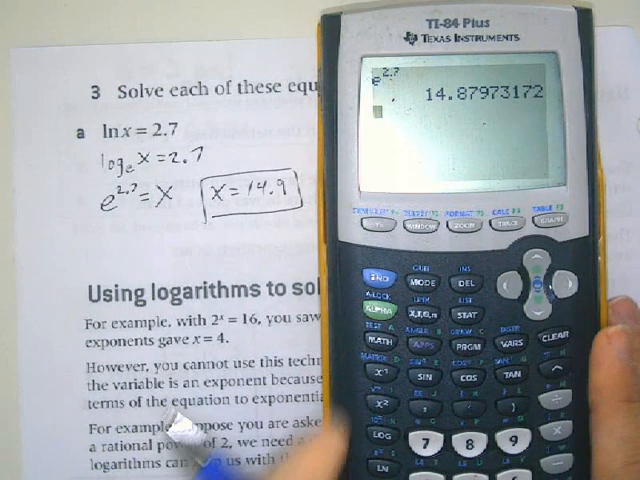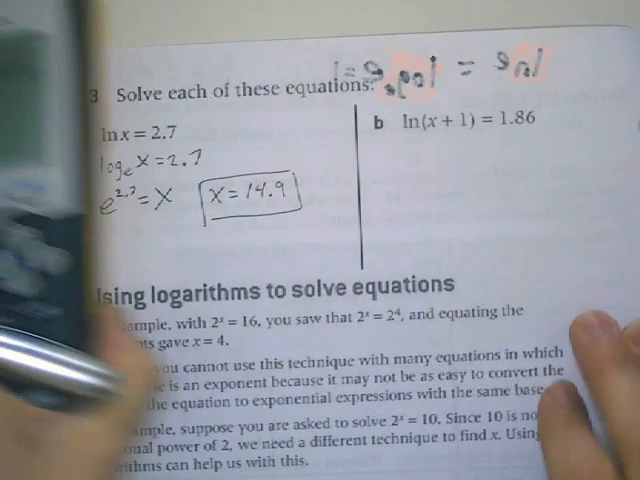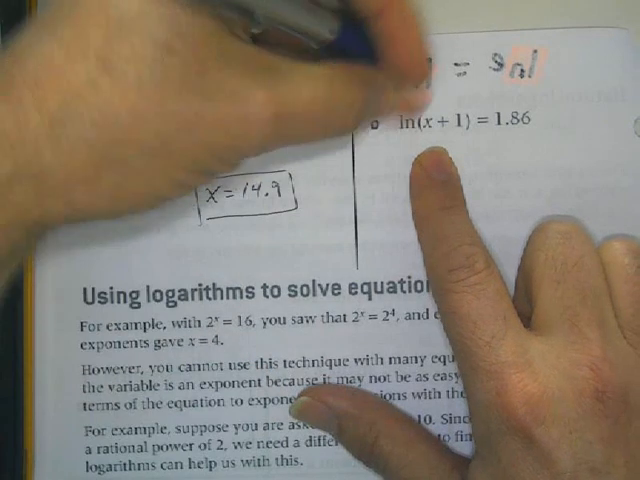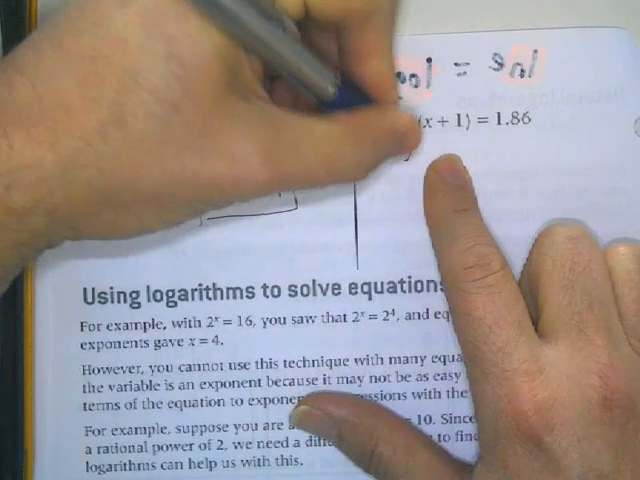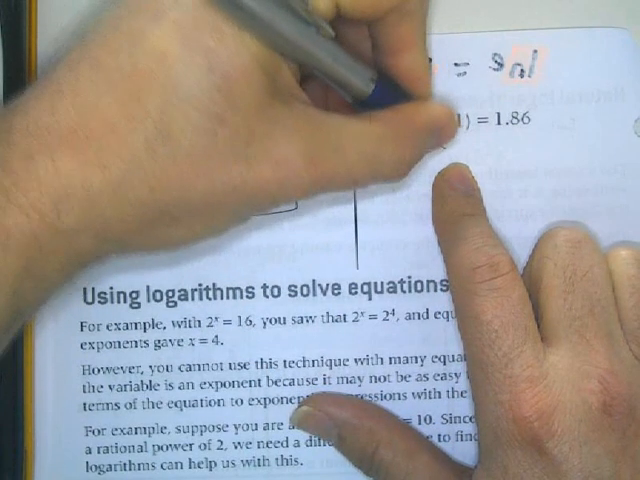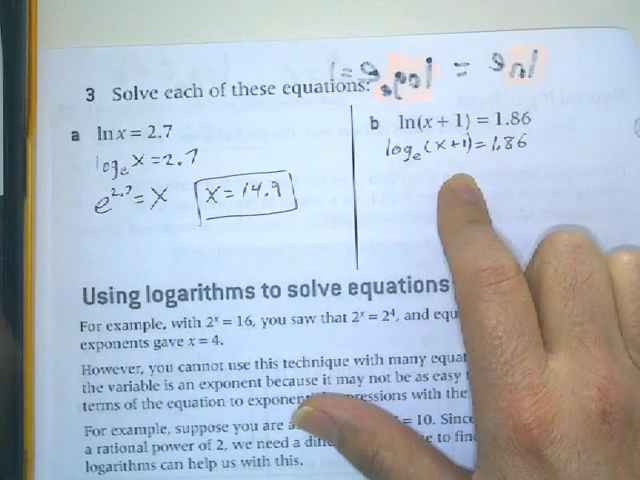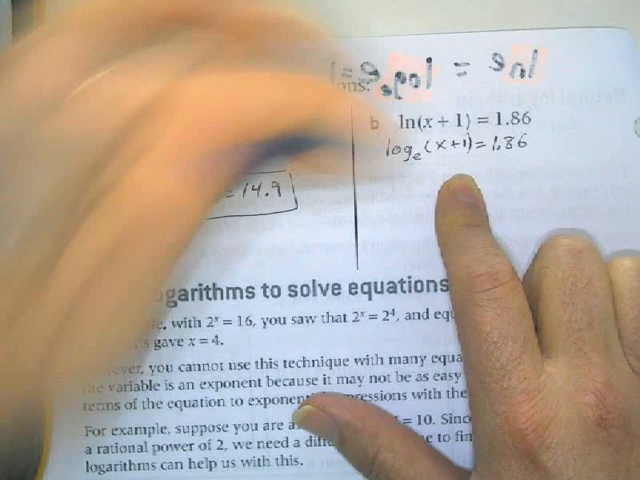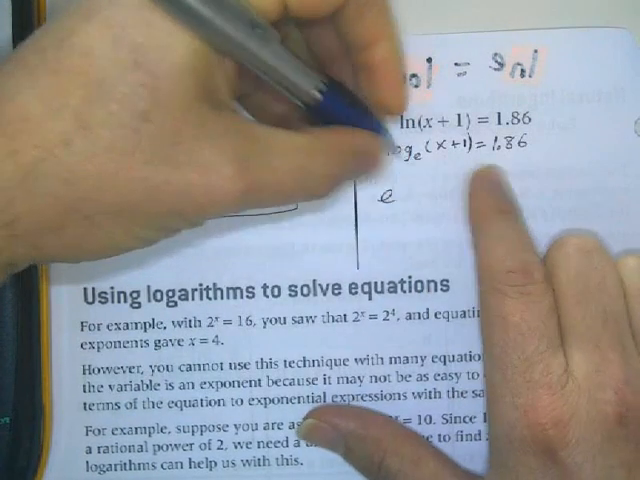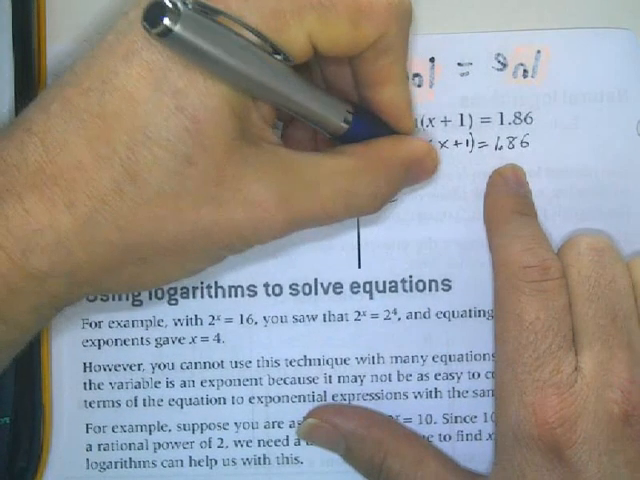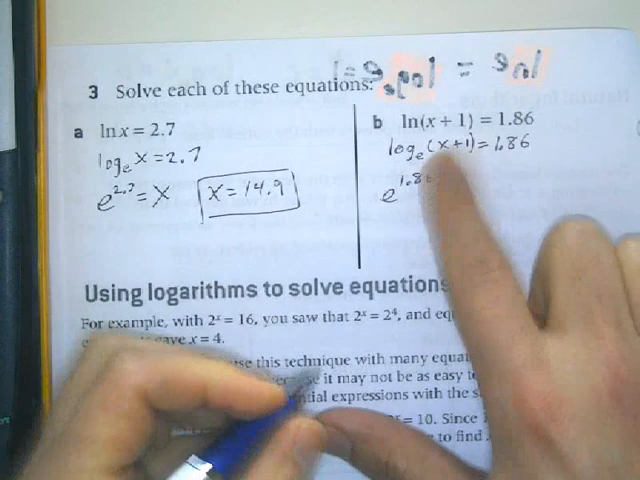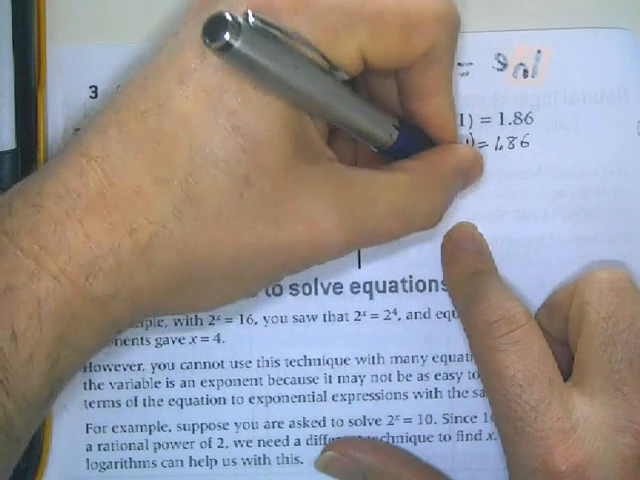Okay, let's try the next one on your own. Okay, once again, write this as log base e of x plus 1 equals 1.86. So I'm going to rewrite this in exponential form. e to the power of 1.86 equals, and my argument is x plus 1.